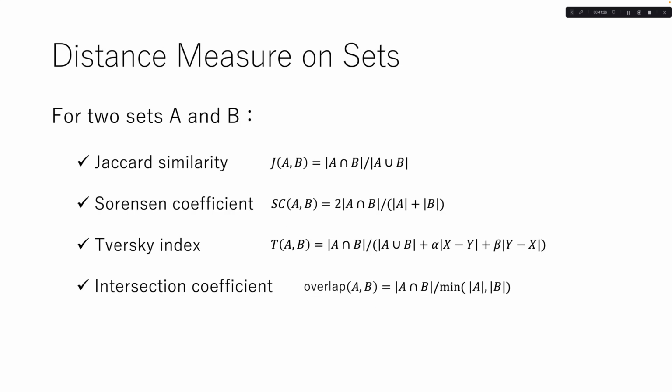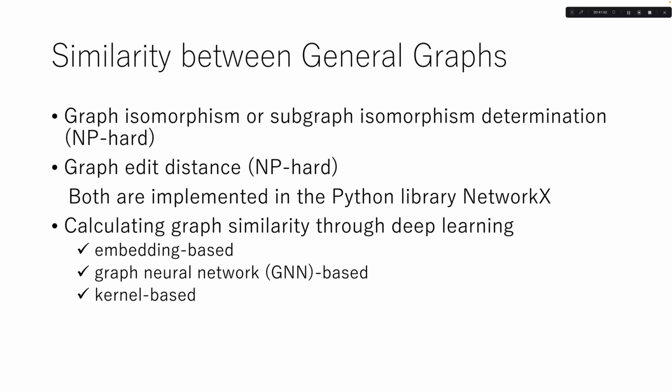If the structure of the problem instances is represented as sets, distance measures applicable to sets can be used. For two sets, A and B, methods such as Jaccard similarity, the Sørensen coefficient, the Tversky index, and the intersection coefficient can be considered. Regarding the similarity of general graphs, various studies have been conducted. Graph isomorphism or subgraph isomorphism determination is NP-hard. However, when the nodes in the graph are invariant, a distance measure called graph edit distance can be defined. Although this is also NP-hard, both are implemented in the Python library NetworkX.